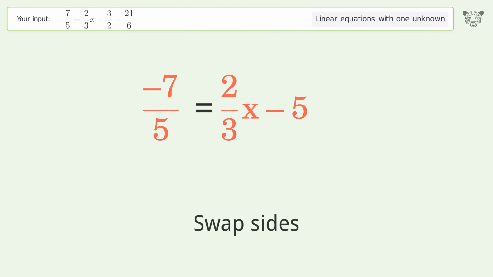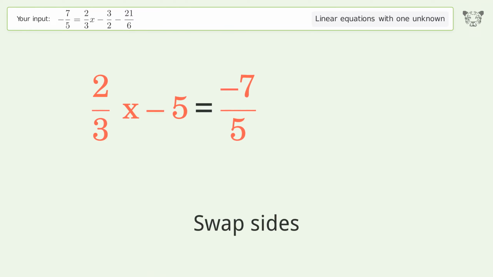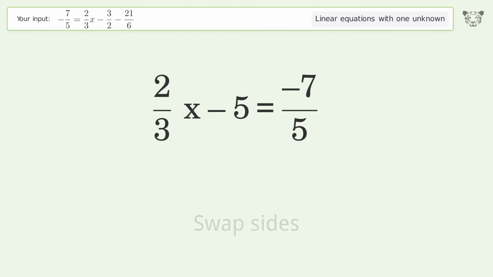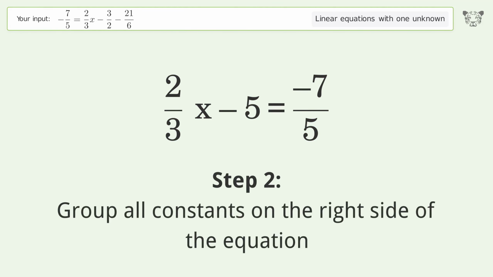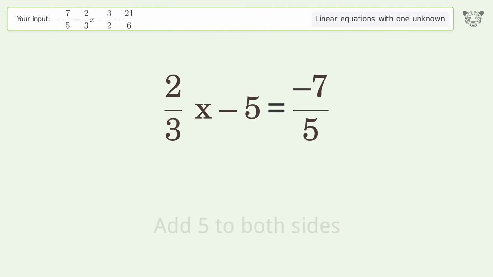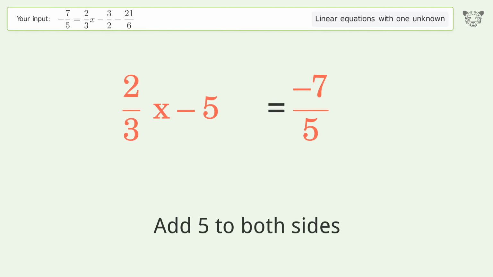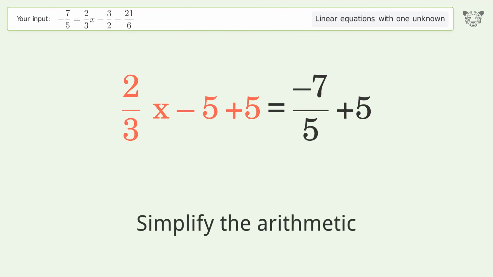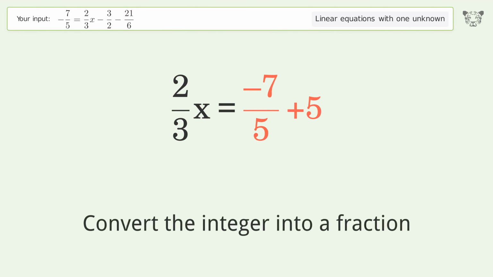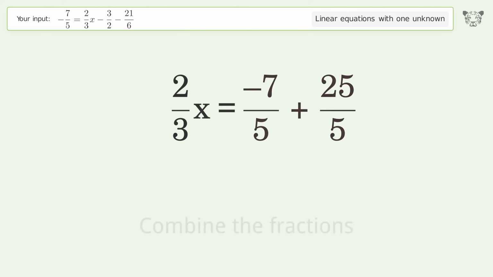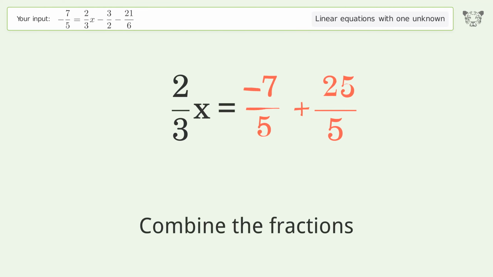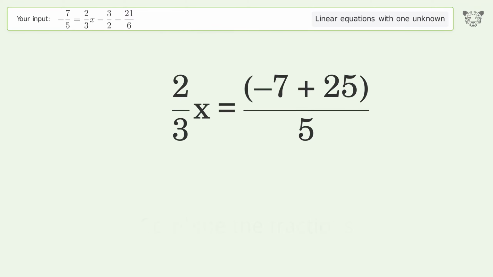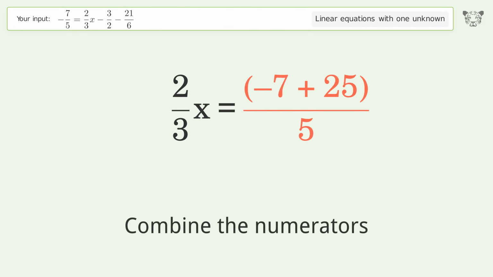Swap sides. Group all constants on the right side of the equation. Add 5 to both sides. Simplify the arithmetic. Convert the integer into a fraction. Combine the fractions. Combine the numerators.